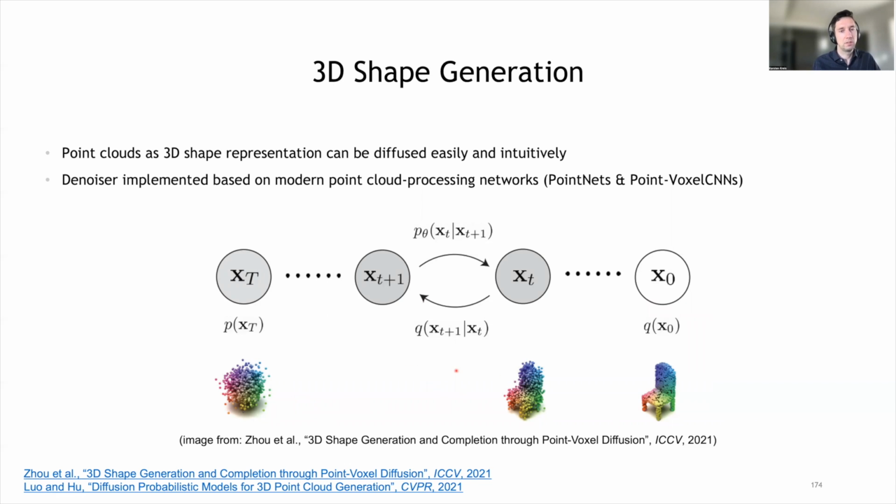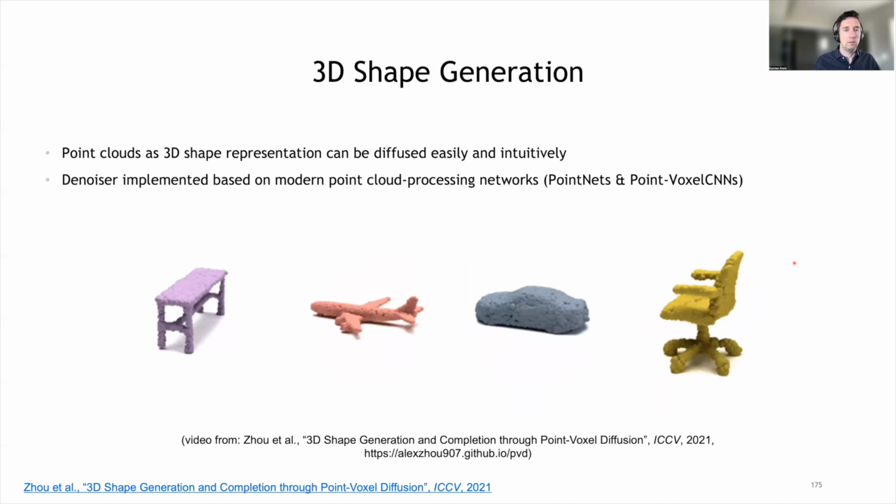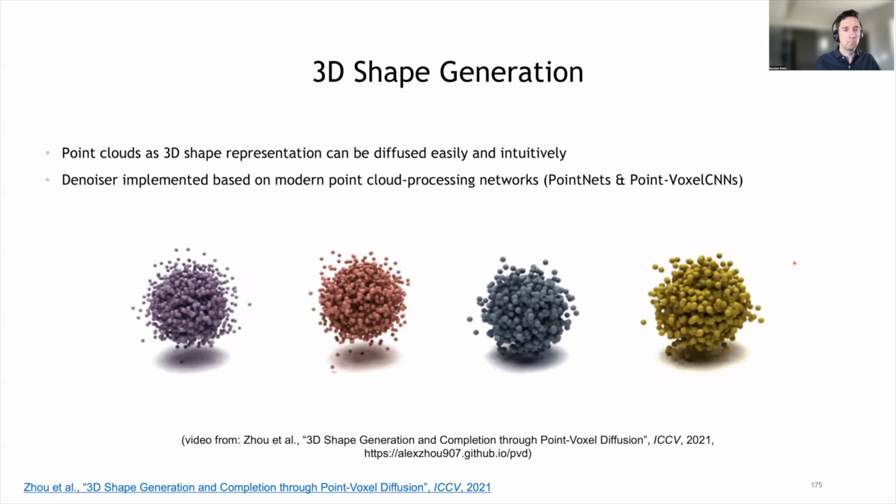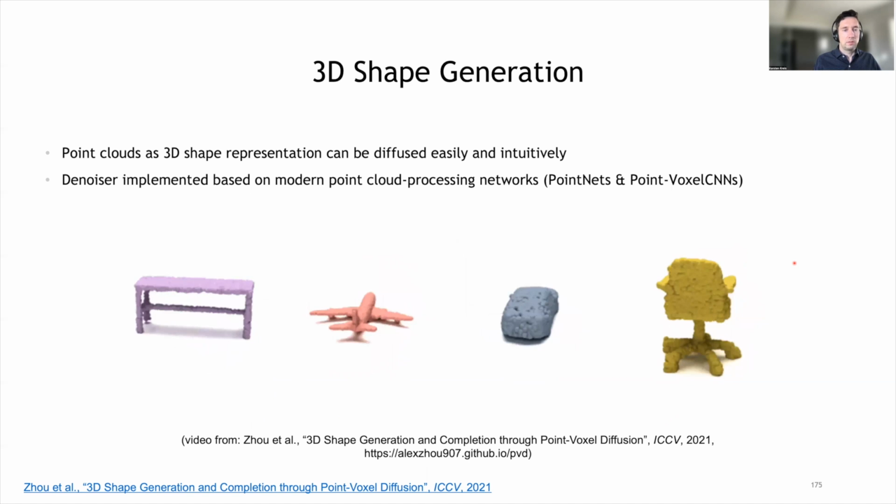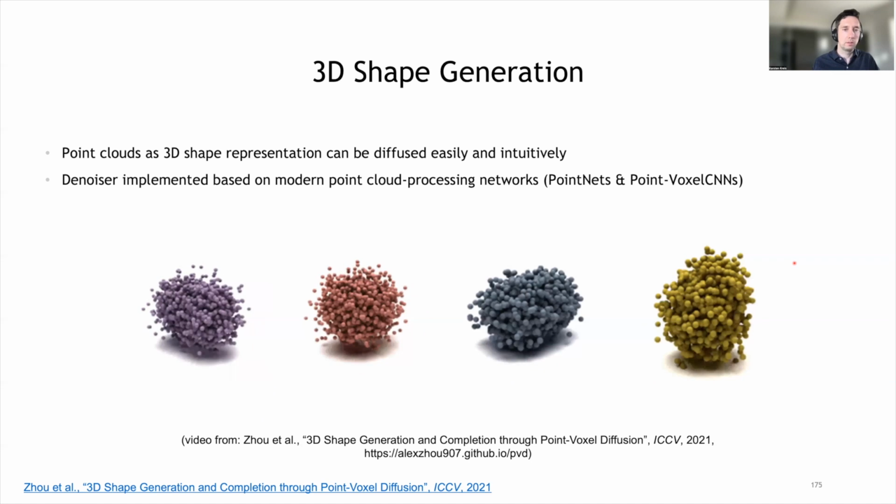The diffusion actually goes from the right to the left: we have a bunch of points and they are perturbed in 3D towards this Gaussian noise ball, and the generation goes in the other direction. In those cases, the architectures that we use to implement the denoiser network are typical state-of-the-art modern point cloud processing networks, like PointNets, advanced versions of PointNets, and Point-Voxel CNNs, and so on and so forth. How does this look then? Here's another animation. I think this is quite nice. So yeah, we can generate these pretty good shapes.